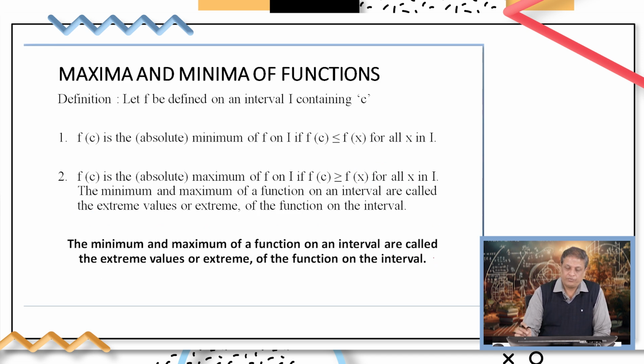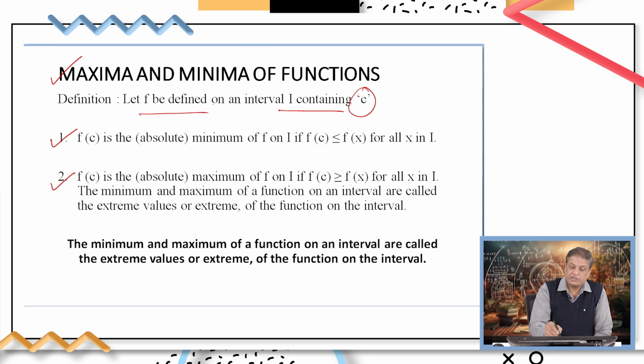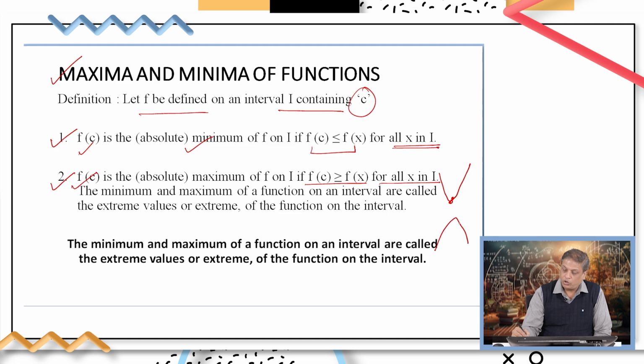Apart from this, we learned what maxima and minima of a function means, and we learned that if c is a value belonging to some interval I in which the function f is defined, then the value of the function at point c given by f(c) is absolute minimum if f(c) is less than or equal to f(x) for all values of x in I. Similarly, f(c) is absolute maximum if f(c) is greater than or equal to f(x) for all values of x in I. So, that means there is some point that might be either the minimum for all the values of x or maximum for all the values.